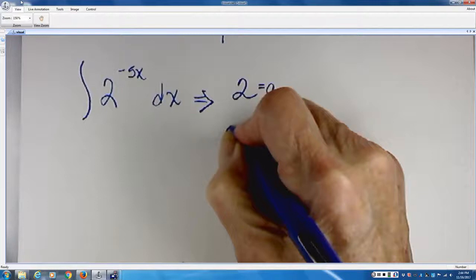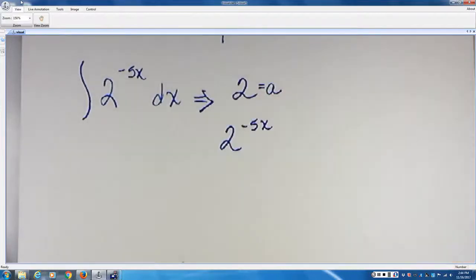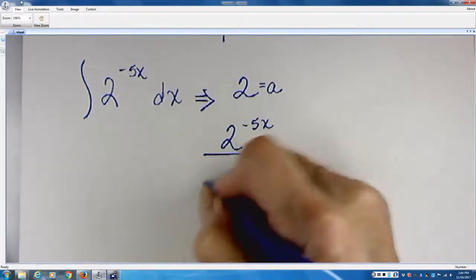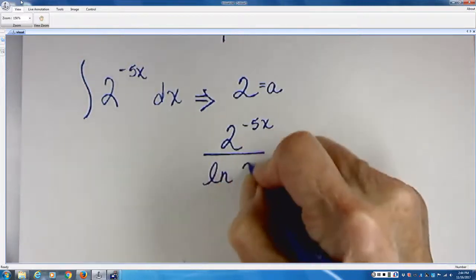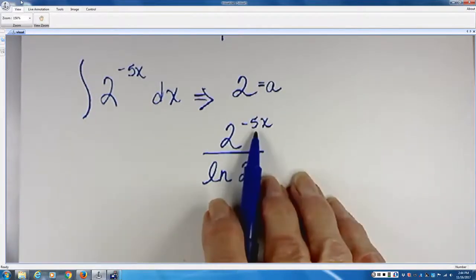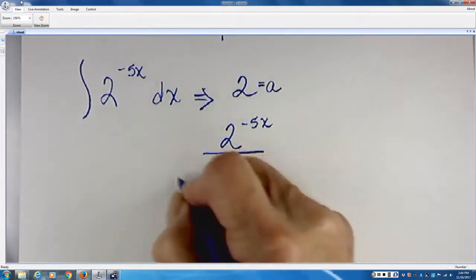So we have 2 to the negative 5x, which is exactly the same as we've done before. And then we need to divide by the natural logarithm of 2. And then because we have a constant in front of the x, we're going to bring that constant down in front of the natural log.